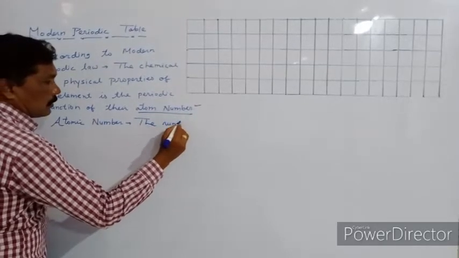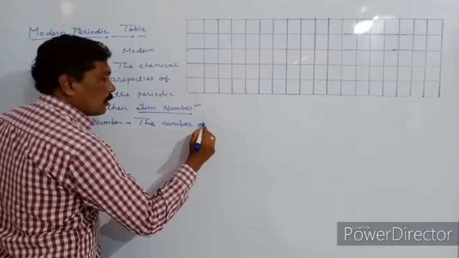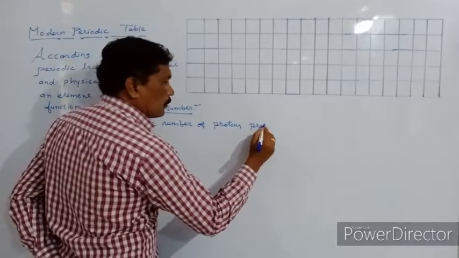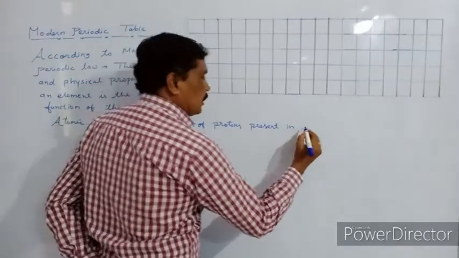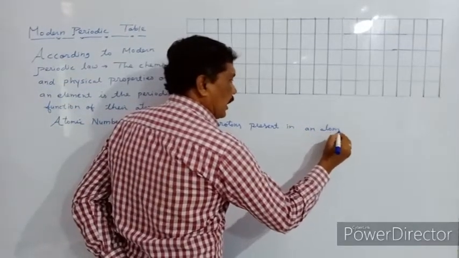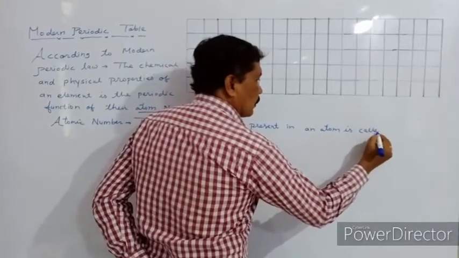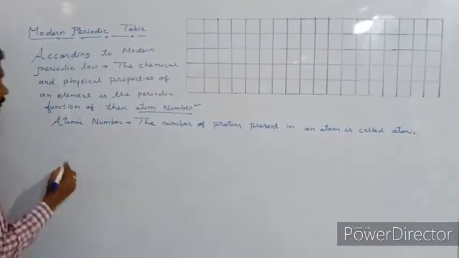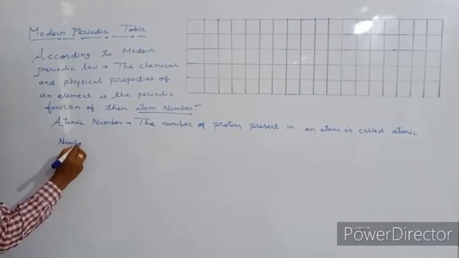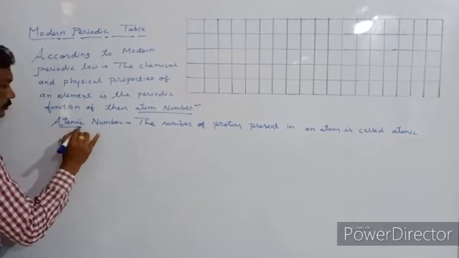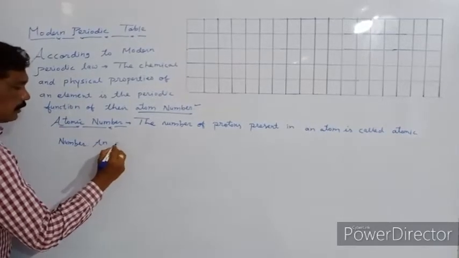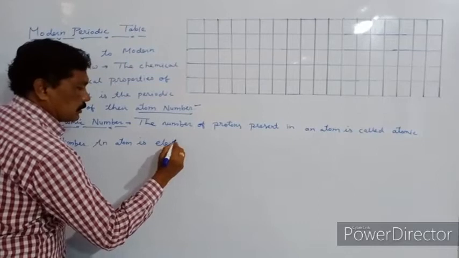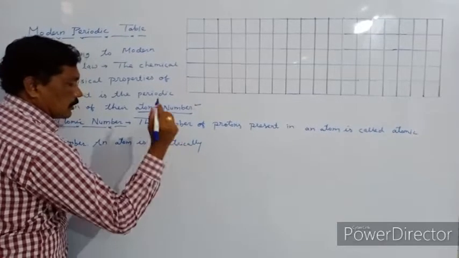The number of protons present in an atom is called atomic number. An atom is electrically neutral.